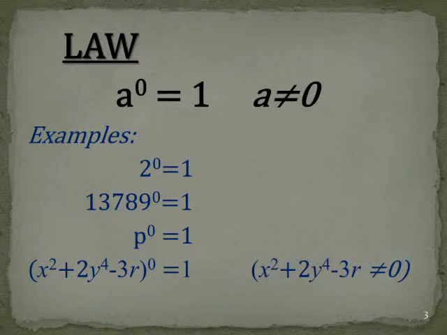So 2 to the 0 is 1. 13,789 to the power of 0 is 1. P to the power of 0 is 1, as long as P doesn't equal 0. And again, one of those complicated ones, looks complicated, but (x squared plus 2y to the power of 4 minus 3r), all to the power of 0, is 1, so long as x squared plus 2y to the power of 4 minus 3r does not equal 0. That's it.